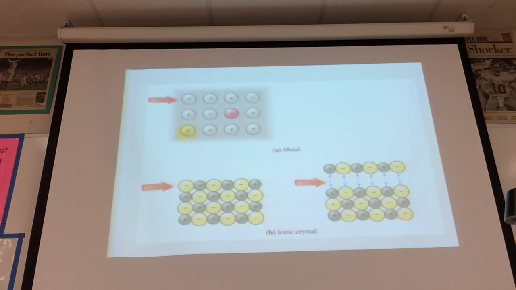Compare that though to a metal structure. When we push on a metal, the cations will move along, but the sea of delocalized electrons will just move around. And this is what makes metal hard but ductile and malleable, whereas an ionic crystal is hard but it is brittle. It breaks easily.